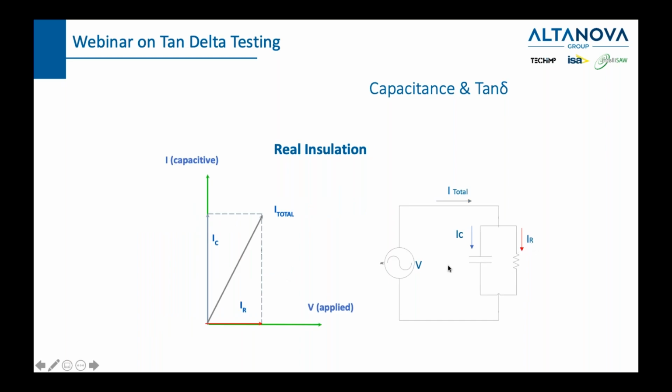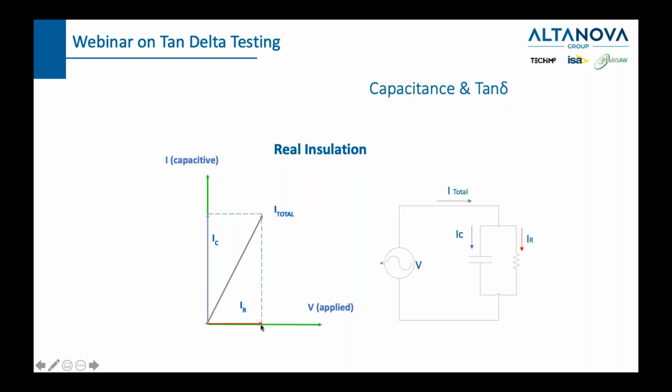And even if it's small, multiplied by the high voltage here, we get losses, we get heat, which needs to be removed. Otherwise, it deteriorates our insulation. What we have done here, we have drawn a graph. We have drawn the capacitive and the resistive current. Now, keep in mind that in this case, in order to illustrate this problem, we have drawn a very big IR.